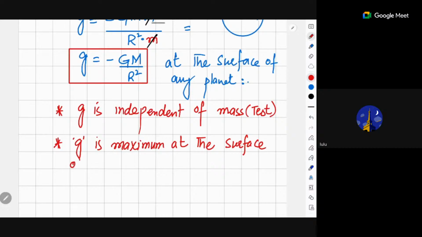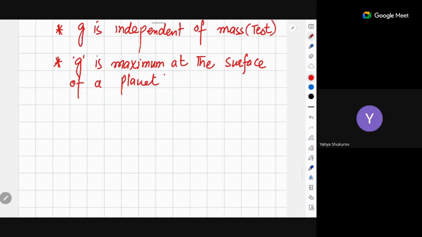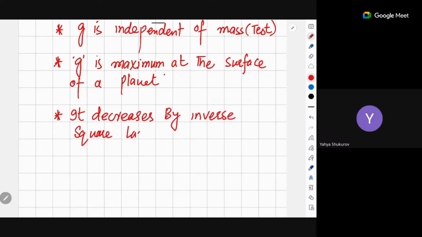Okay. Third, yes, any question? No, sir. It decreases by inverse square law, as the distance increases, or you can say as the separation increases.